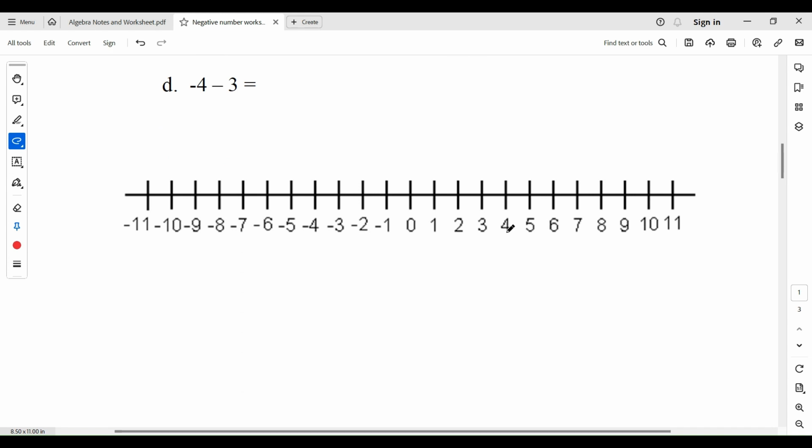Minus 4 minus 3. Sorry, the font looks a bit different, but it's just negative 4 minus 3. Right. So negative 4 is here. Move to the left by 3. 1, 2, 3. So we end up at negative 7. And continue.